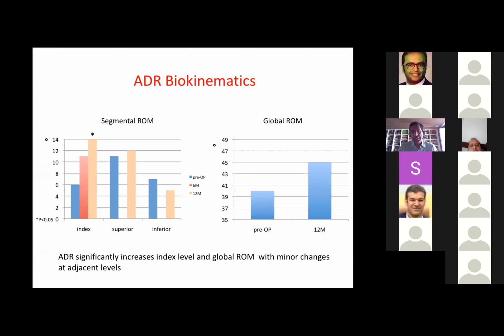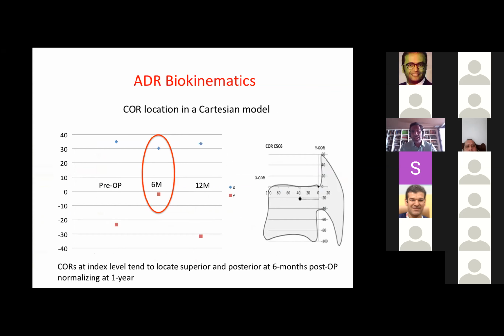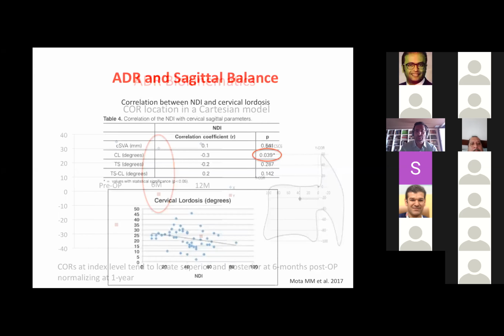There was, of course, as expected, an increased index level and global range of motion, with really minor changes in the adjacent levels. And this is a pool of all our patients, and it's very interesting to see that the center of rotation at the operated level tends to locate a little bit superior and posterior at 6 months, but it normalizes by 1 year. So it's really after 1 year that you can look at the clinical data and the VAS and NDI and other indexes to show a good result.